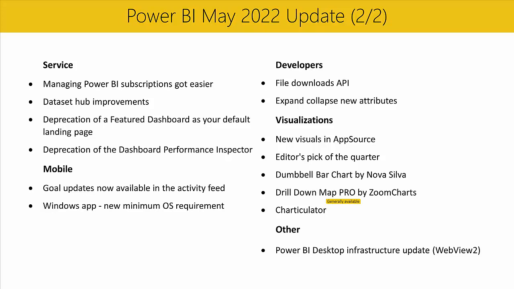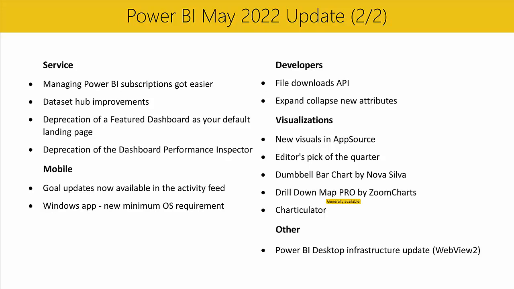Not only can you get right to the goals details inside the scorecard by tapping on the goal in the activity feed, you can also update your goals directly from the feed itself via the Quick Check-in button. We've also changed the minimum Windows operating system version required by the Power BI Windows app to Windows 10 version 16299 in preparation for Power BI's WebView 2 upgrade. App upgrades for Windows devices running on earlier OS versions will not be available.